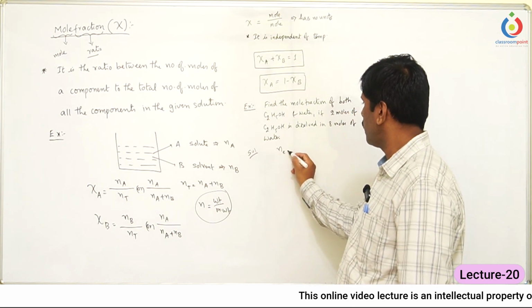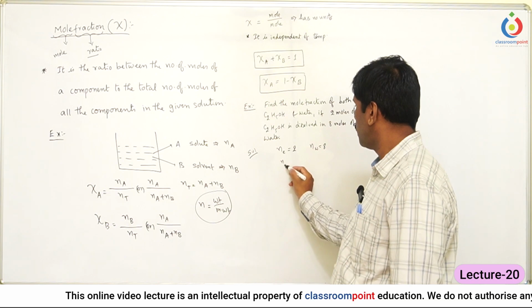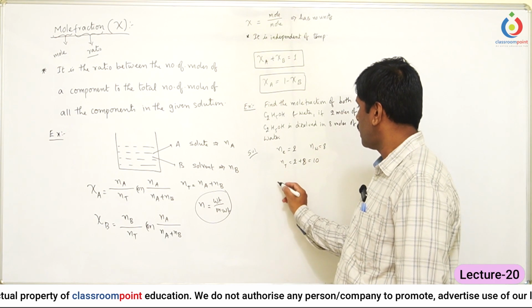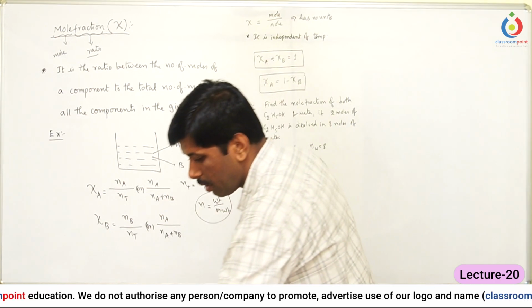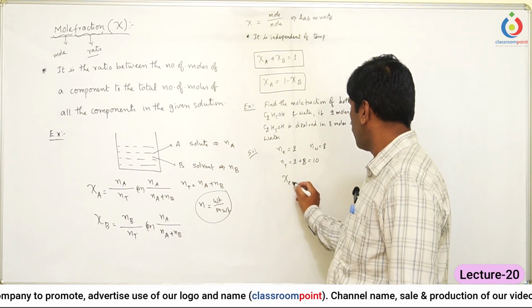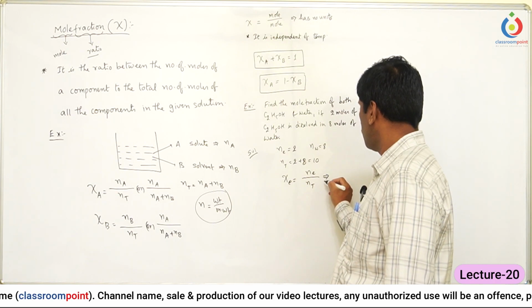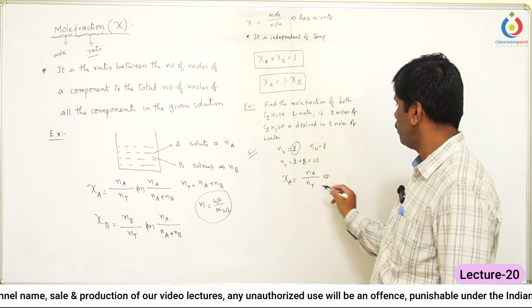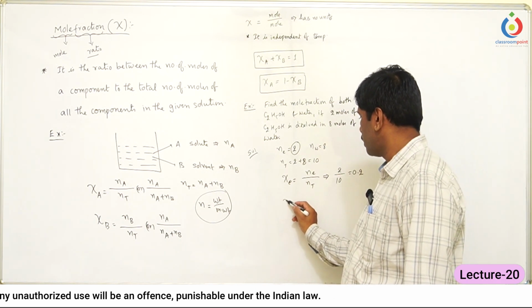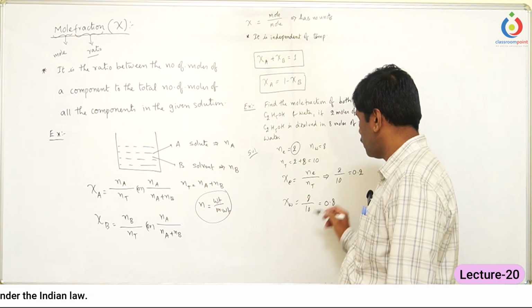See, number of moles of ethyl alcohol is equal to 2 moles. Number of moles of the water is equal to 8 moles. Total number of moles equals 2 plus 8, which is 10. Then they are asking the mole fraction of the ethyl alcohol. So here mole fraction of the ethyl alcohol equals number of moles of ethyl alcohol divided by total number of moles. Number of moles of ethyl alcohol is given as 2, so 2 by 10 is equal to 0.2. So mole fraction of the water is equal to 8 divided by 10. That's why its value equals 0.8.